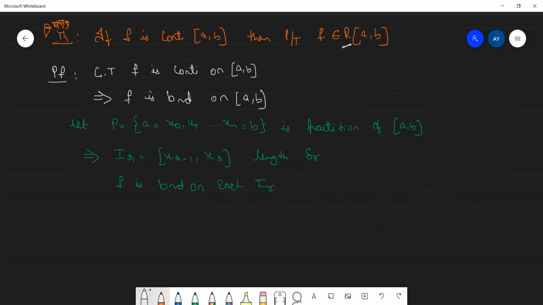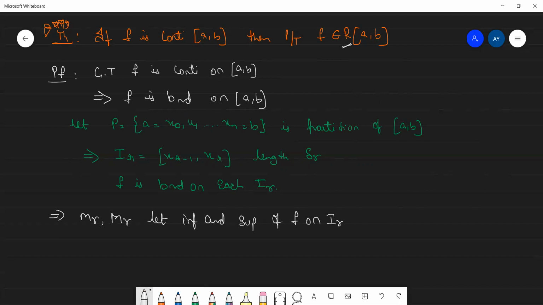Now we will be defining infimum and supremum. So how will we define infimum and supremum? Small mr and capital Mr. Let these be the infimum and supremum of f on Ir, that is the subinterval Ir.